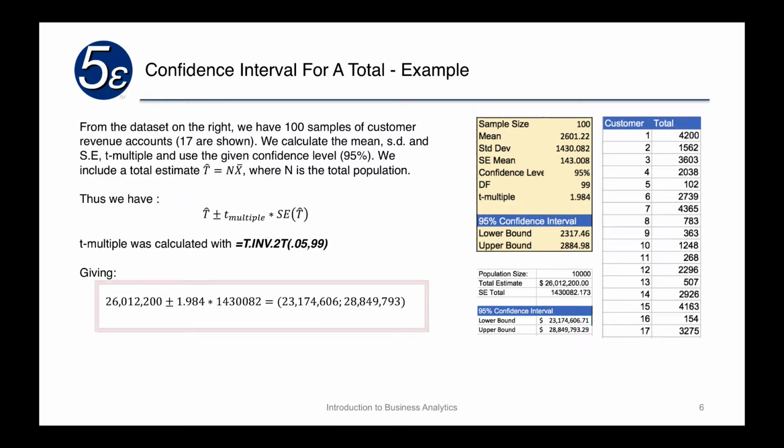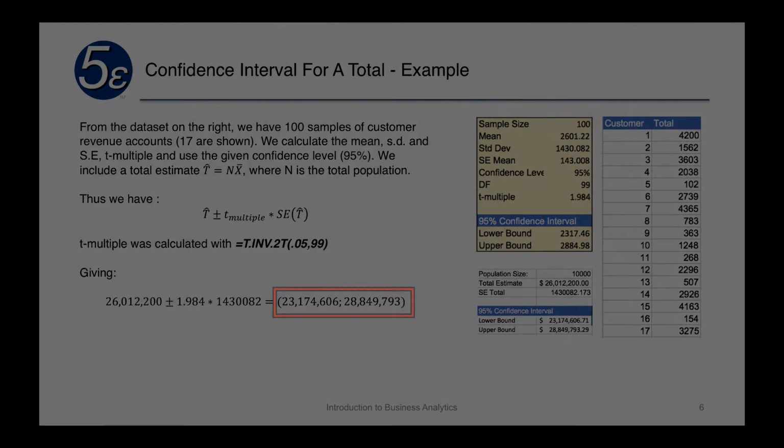And we end up with 26 million plus or minus 1.984, which is our t-multiple for this, times 1430082. And we'll end up with 23 million on one side and 28 million on the other side. Our 95% confidence interval will be between 23 million and 28 million.